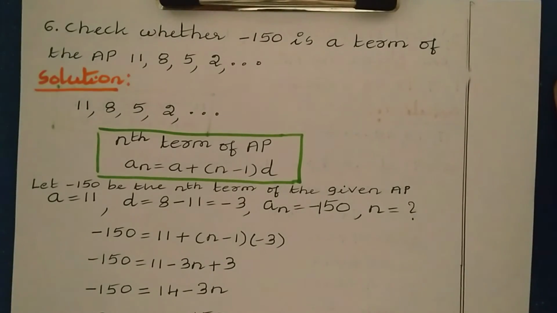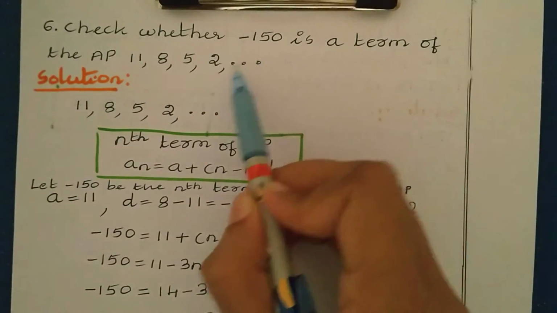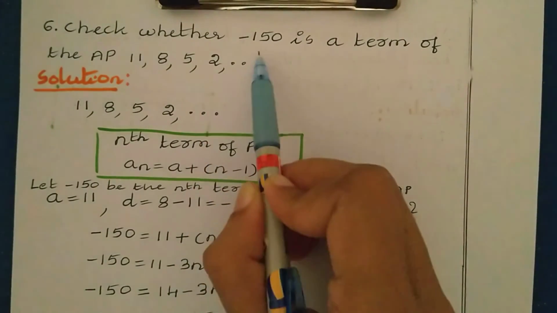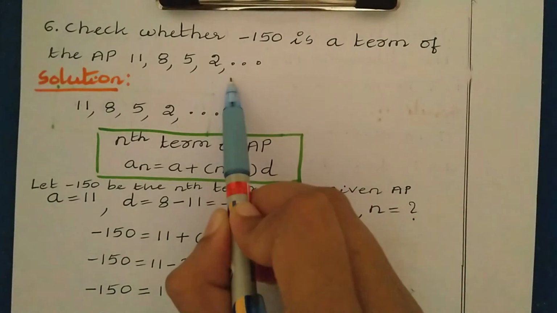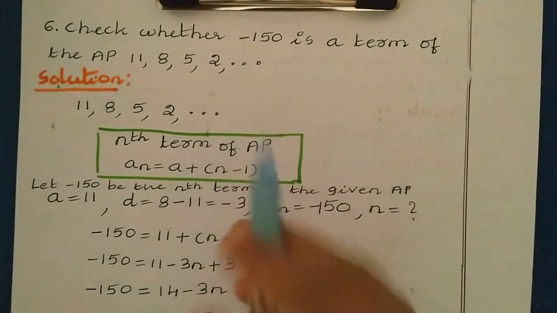Question number 6. Check whether minus 150 is a term of the arithmetic progression 11, 8, 5, 2. So they have given the term minus 150 and they have given an arithmetic progression. So now we have to check whether this term belongs to this arithmetic progression or not. So how we can check that?